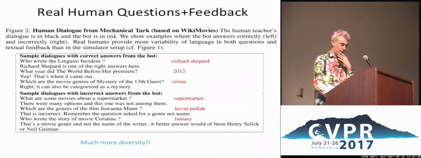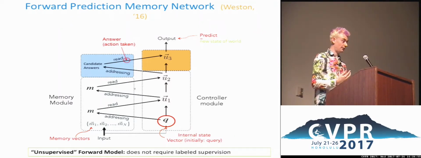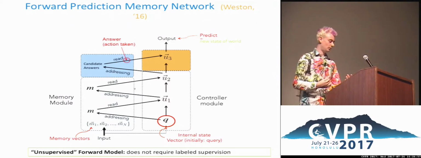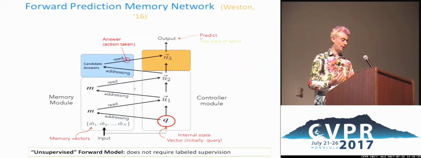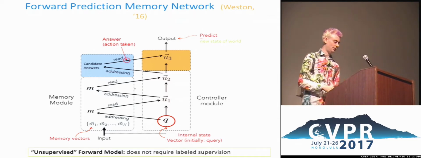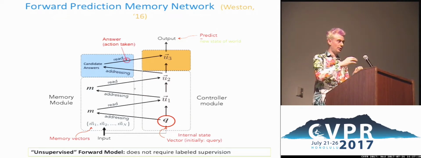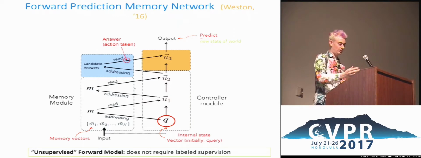We built a data set using MTurk with this kind of feedback from humans on a QA task about movies. And the model that we used to solve it so far could be any model. Here it's a memory network, but the important thing is we bolted on this thing at the end which, conditional on the thing that was said, tries to predict what the teacher would say back. So we call this forward prediction.